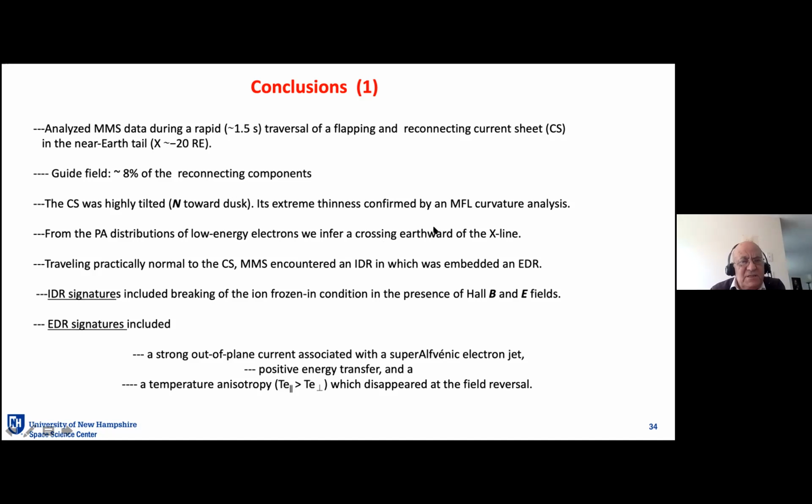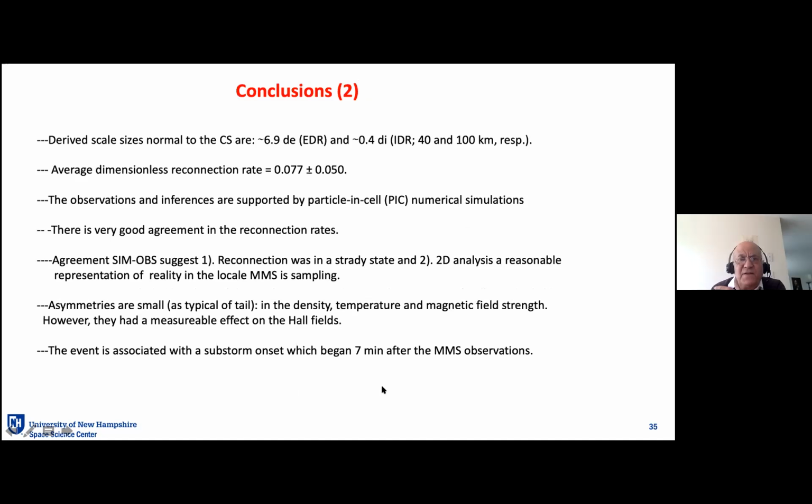In our case, this is a different story. Traveling practically normal to the CS, MMS encountered both the IDR and the EDR. The signatures of the IDR were breaking of the frozen condition in the presence of Hall B and E fields. And the EDR signatures included a strong out-of-plane current, positive energy transfer, and a temperature anisotropy, which disappeared at the field reversal. We derived some scale sizes, which are these here.